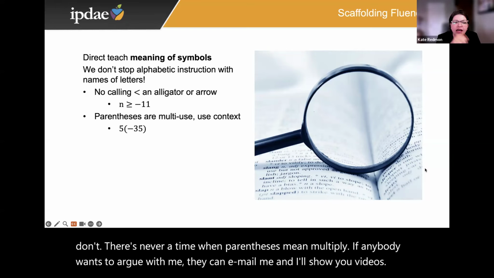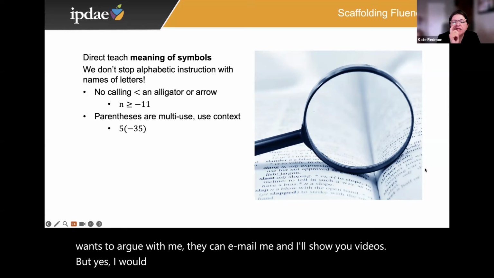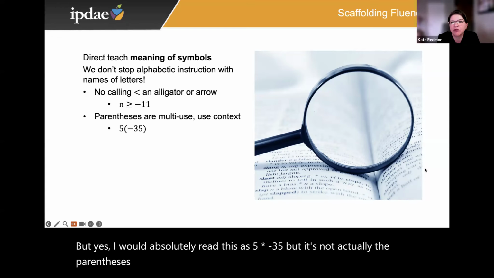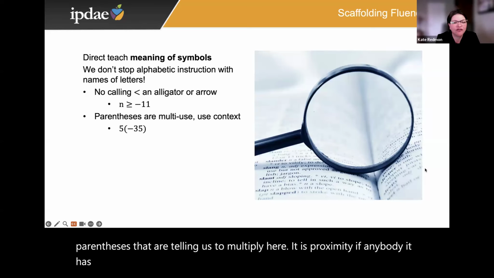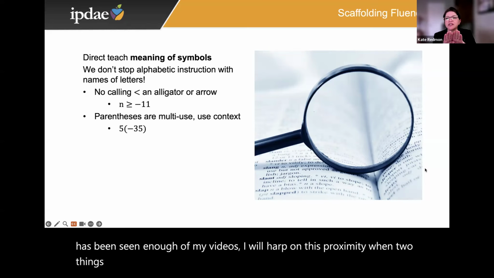But yes, I would absolutely read this as 5 times -35, but it's not actually the parentheses that are telling us to multiply here. It is proximity. If anybody has seen enough of my videos, you know I will harp on this. Proximity, when two things are shoved together, means multiply.